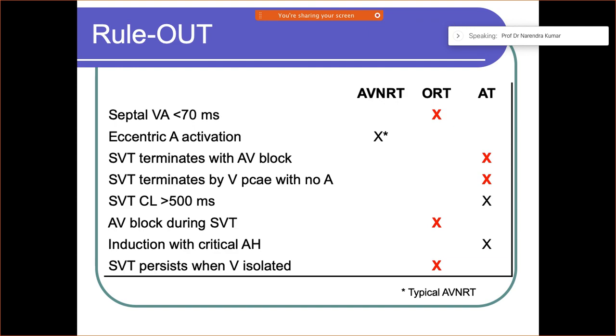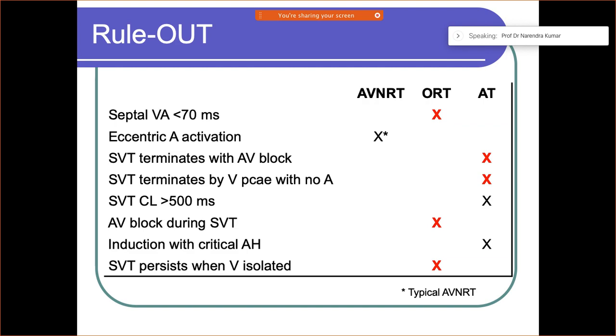So whenever you're doing a V pace, RV pacing, for example for the AVNRT, you get a His-V response. However, for the orthodromic reentry tachycardia, you will be getting a V response. Do you understand? So the His is the one which will be making the difference for the AVNRT and ORT.